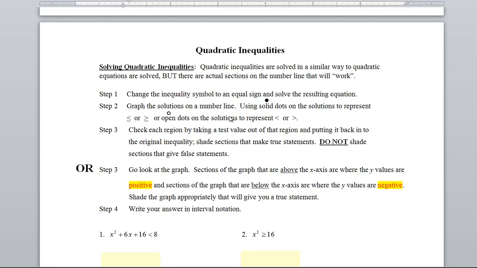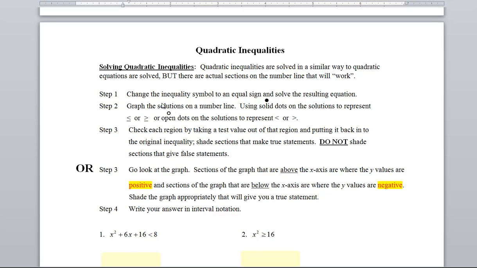Step 1 and step 2 should sound familiar because we did this very exact same thing when we were doing linear inequalities. Step 3, we also did this back with linear inequalities. Check each region by taking a test value out of that region and putting it back into the original inequality. You shade sections that make true statements. You do not shade sections that give false statements.